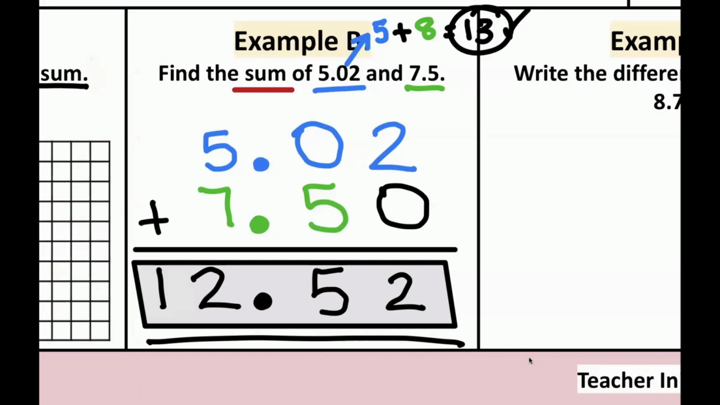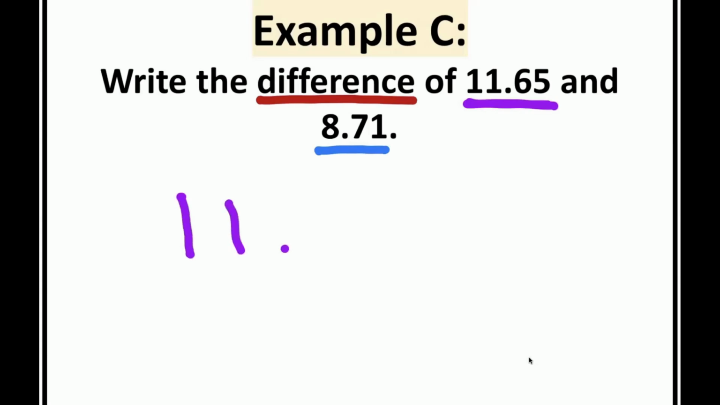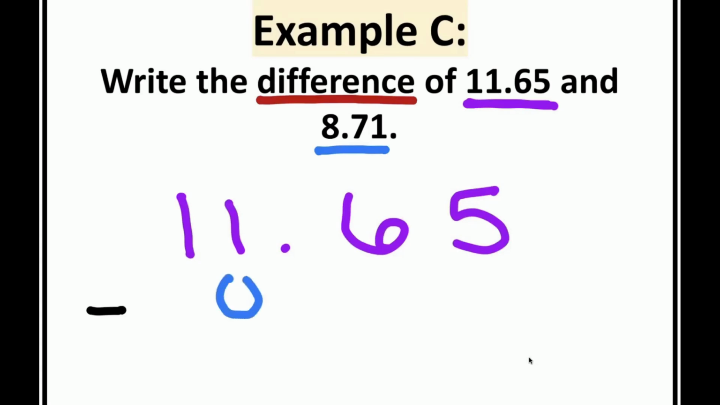Let's look at example C. Example C says, write the difference. Okay, I'm going to underline difference. I know that's a keyword for subtraction of 11 and 65/100ths and 8 and 71/100ths. Remember, this right here is just a period. So whenever we're subtracting, the order that the problem gives you the numbers is the order you need to write them. Okay, so 11.65 came first. So I'm going to super neatly write 11 and 65/100ths. We're subtracting, minus 8 and 71/100ths.